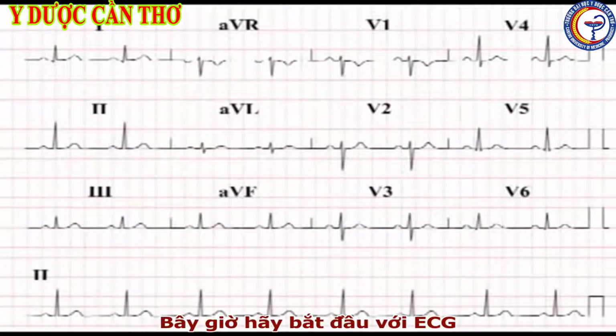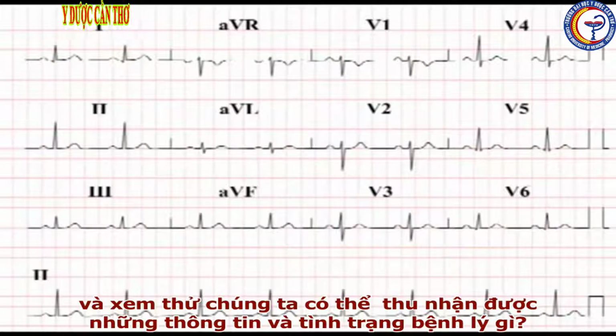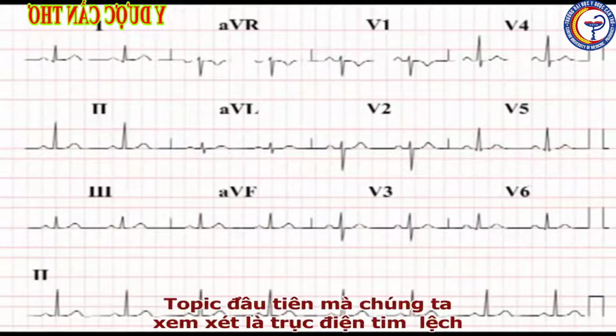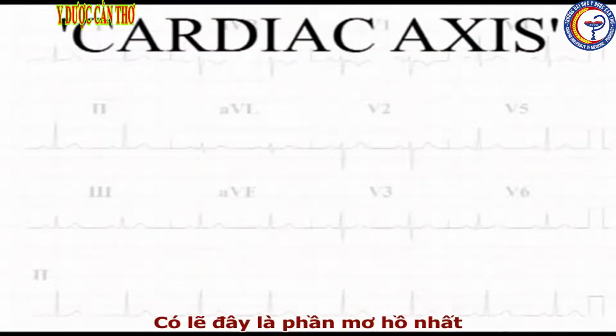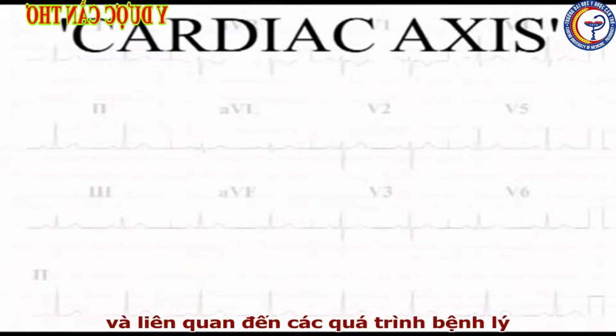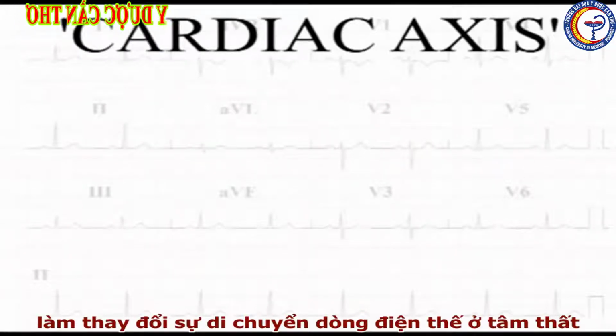Let's start to put the ECG to use and see what information we can extract in disease situations. The first topic we will deal with, deviation of the cardiac axis, is perhaps the most abstract and concerns disease processes which alter the pattern of spread of depolarization around the ventricles.